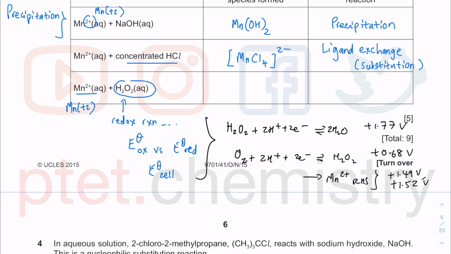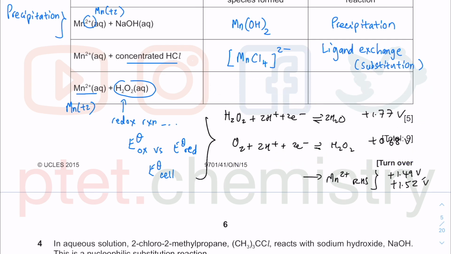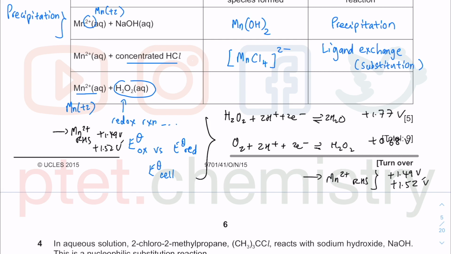If I have Mn2+ on the left hand side, so what would that be? I'm just saying we are playing around with stuff, right? If I have Mn2+ on the right hand side, I have +1.49 volt, or +1.52 volt, from the data booklet. If I have Mn2+ on the left hand side, that will undergo reduction, they will gain electrons, and they will give you the Mn metal. That thing in the data booklet shows -1.18.